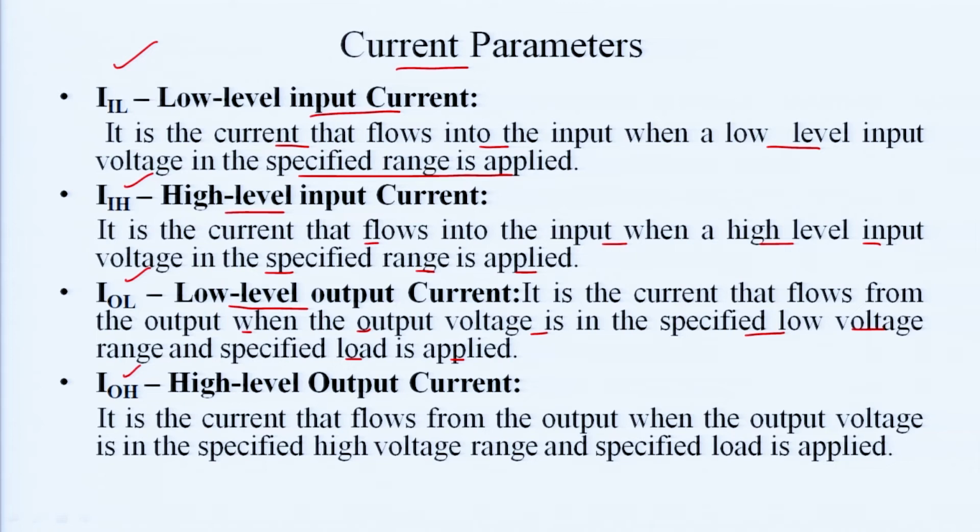And IOH is high level output current. It is the current that flows from the output when the output voltage is in the specified high voltage range and specified load is applied. So, like voltage parameters, these are all 4 current parameters: IIL, IIH, IOL and IOH.